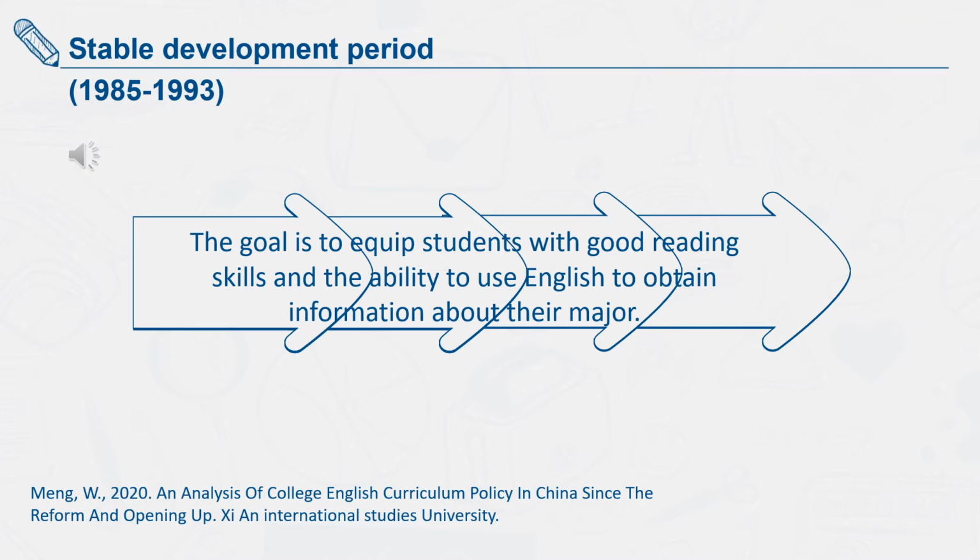During the stable development period, there were syllabi for our country's university science and engineering major students and for liberal arts major students, and the goal is to equip students with good reading skills and the ability to use English to obtain information about their major.